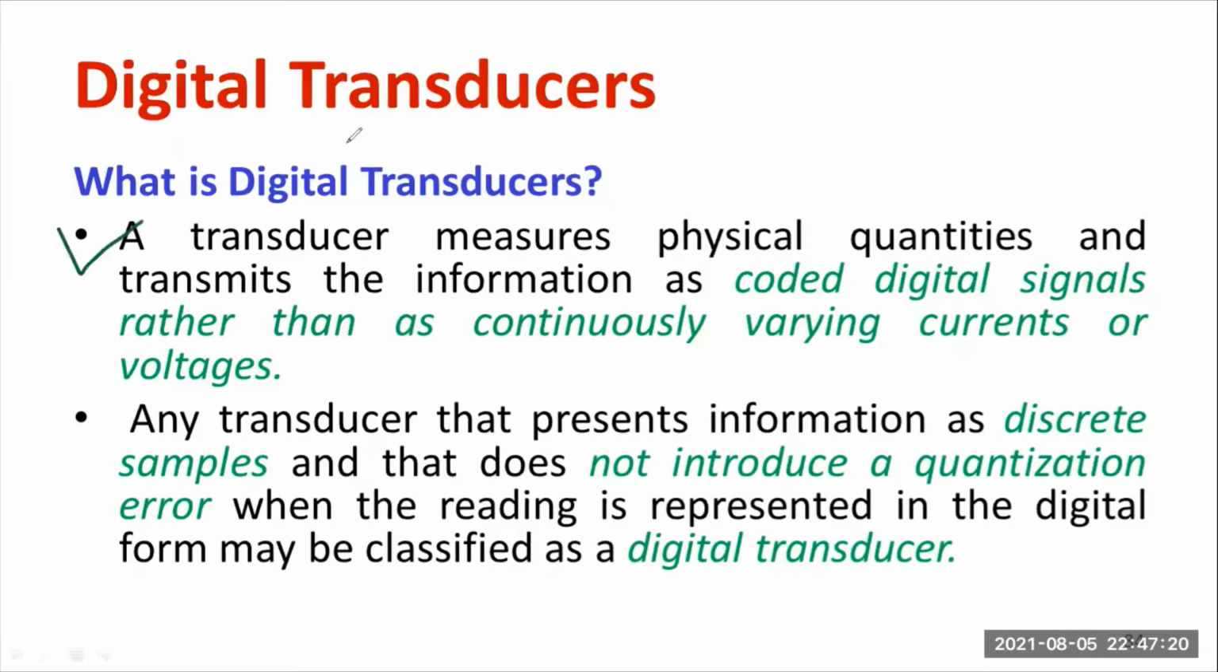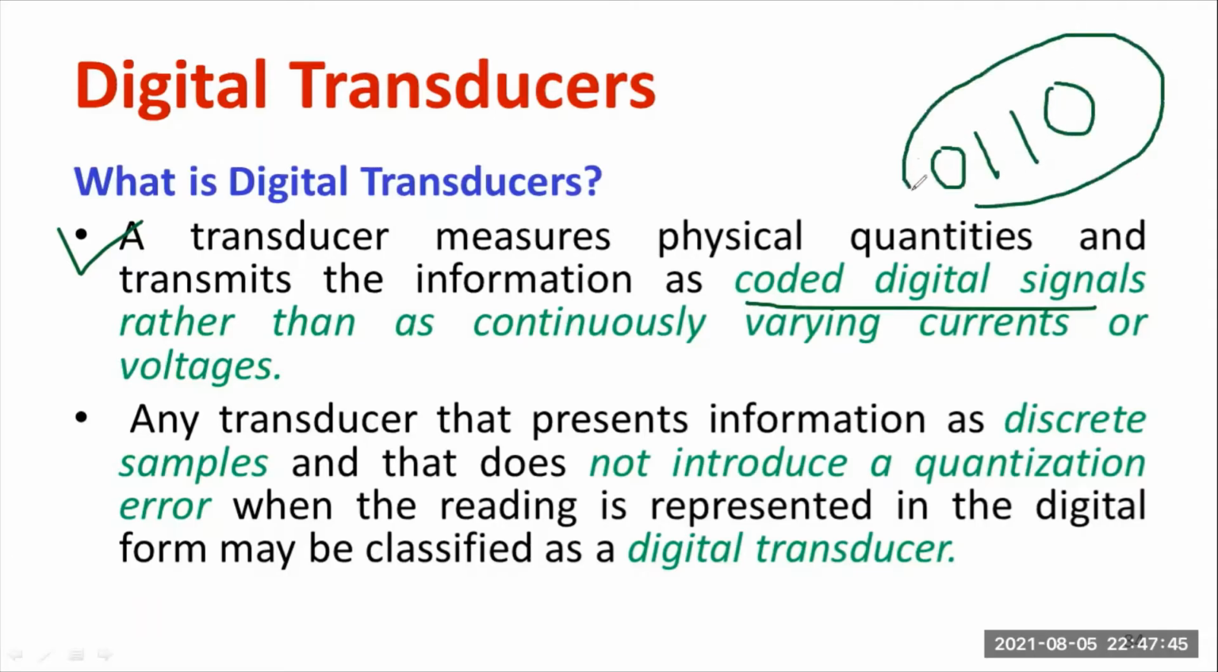In case of a digital transducer, the output will be a coded digital signal. In case of a normal transducer, the output will be a continuously varying signal. It may be in terms of current or voltage. But in case of a digital transducer, we get the output like 0, 1, 1, 0, etc. Like a binary code. You must have heard about binary code.